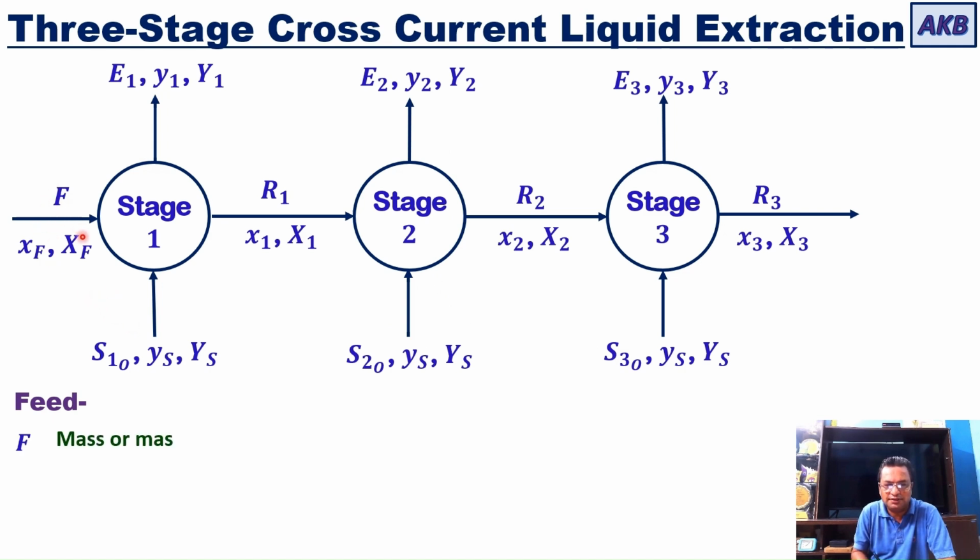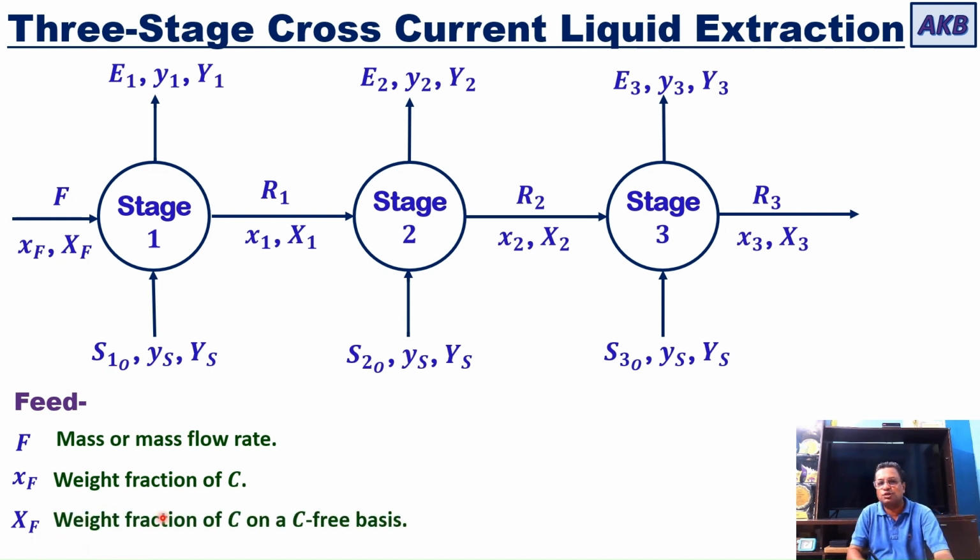So for feed, F is its mass or mass flow rate. If you are considering a batch operation, it would be mass of feed, and if you are considering a continuous operation, it would be mass flow rate. Then small xf is weight fraction of C in the feed, and capital XF is weight fraction of C on a C-free basis. I have discussed these concentrations in part number 12 of my lecture series on liquid extraction.